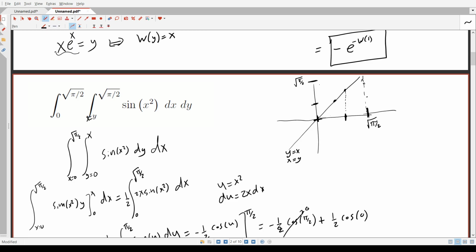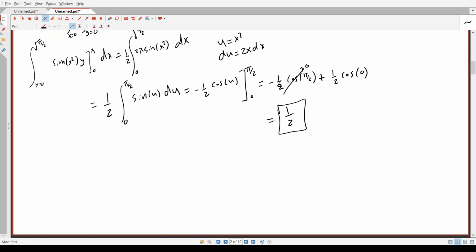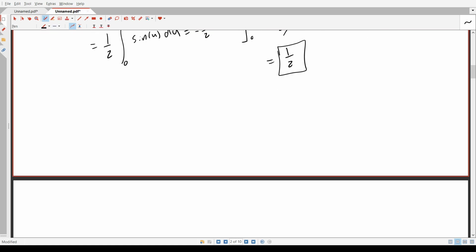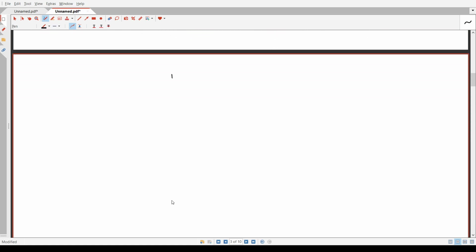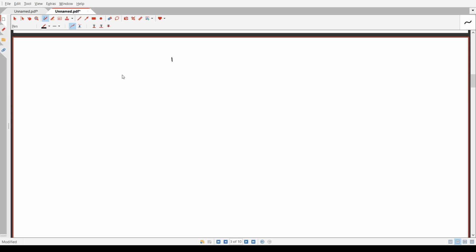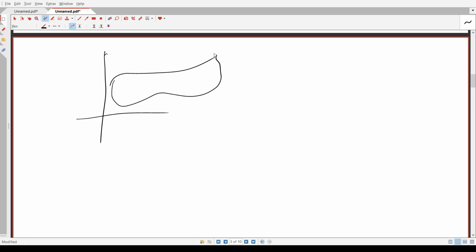So let's move on. I'm going to talk a little bit about applications of double integrals. Okay, so if I have some region, let's say it looks like this, suppose I want to compute the area.